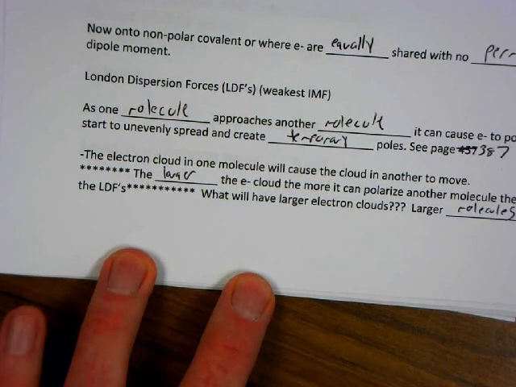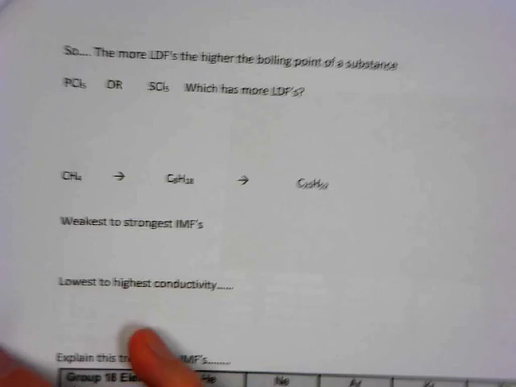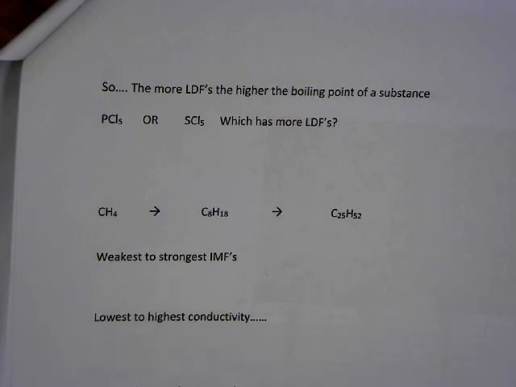So is it possible to have a London dispersion force that's actually greater than a hydrogen bond? Depending on the size, it's possible. It's just temporary. You got it. Flip the page.